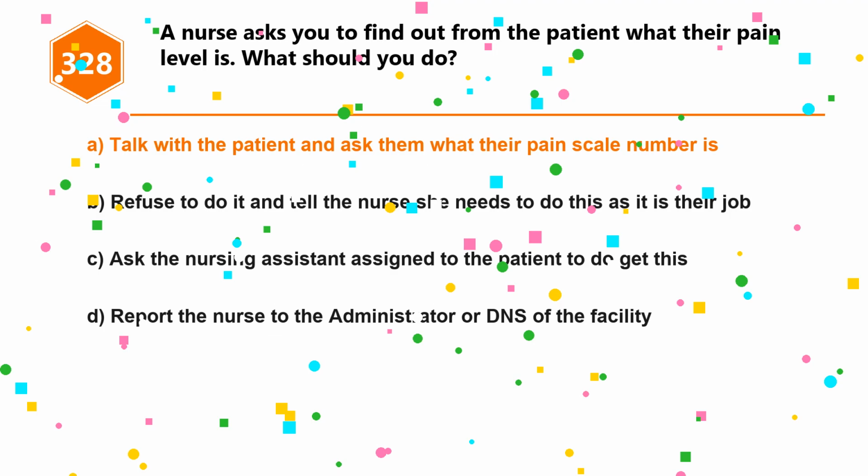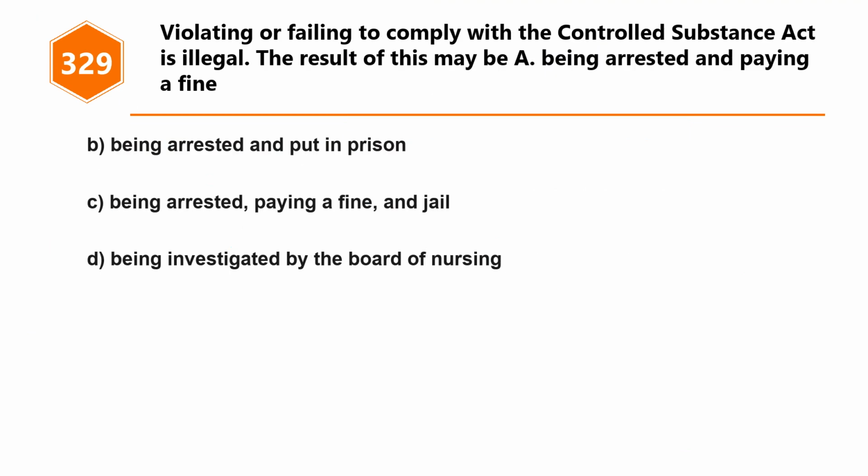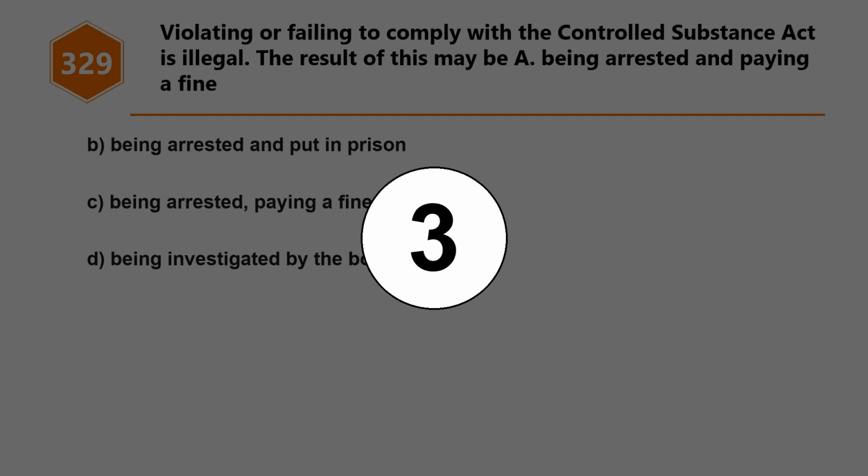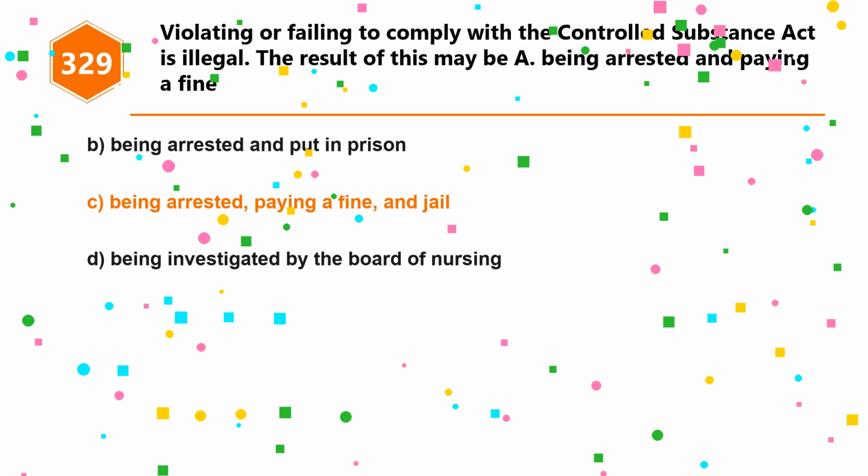The correct answer is option A. Talk with the patient and ask them what their pain scale number is. Question 329. Violating or failing to comply with the Controlled Substance Act is illegal. The result of this may be A. Being arrested and paying a fine. Option B. Being arrested and put in prison. Option C. Being arrested, paying a fine, and jail. Option D. Being investigated by the Board of Nursing. The correct answer is option C. Being arrested, paying a fine, and jail.